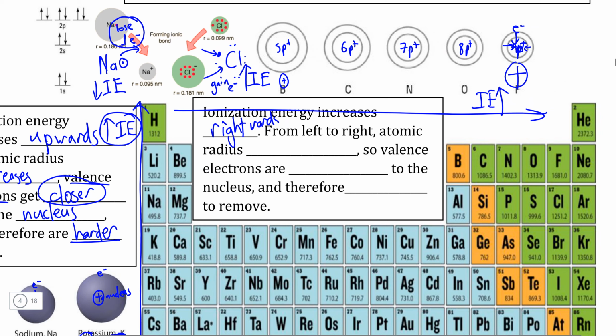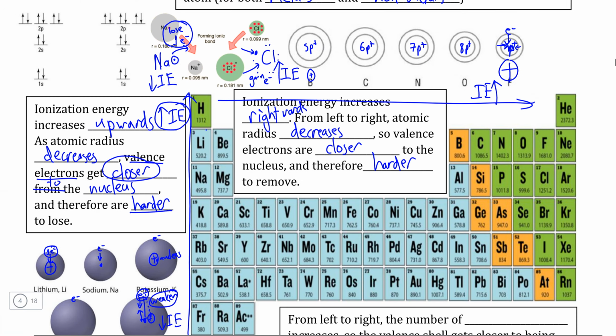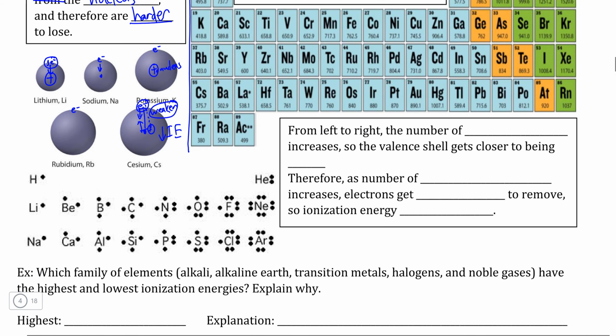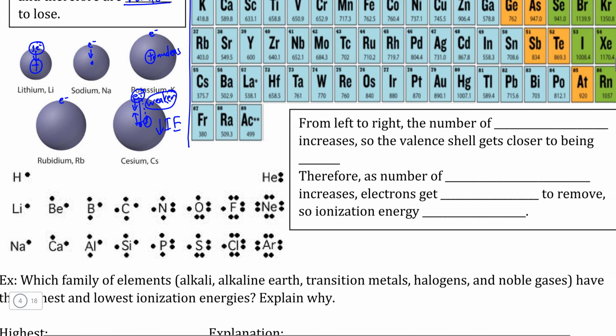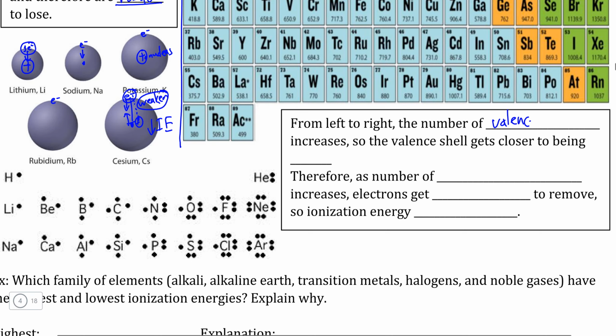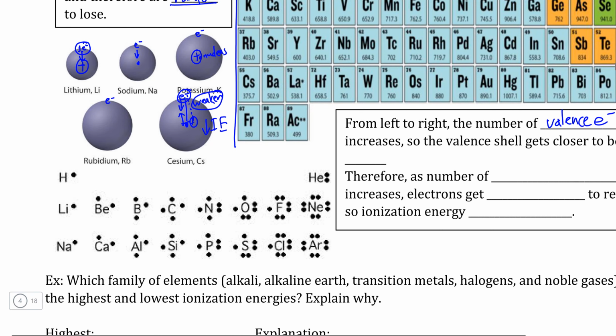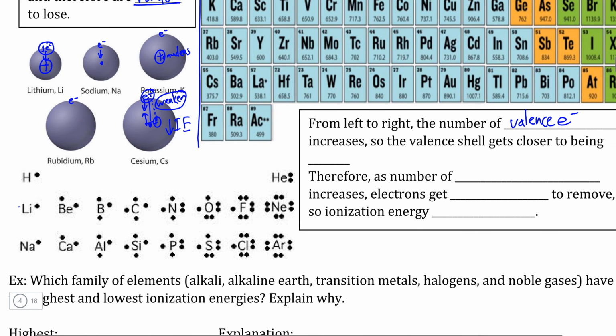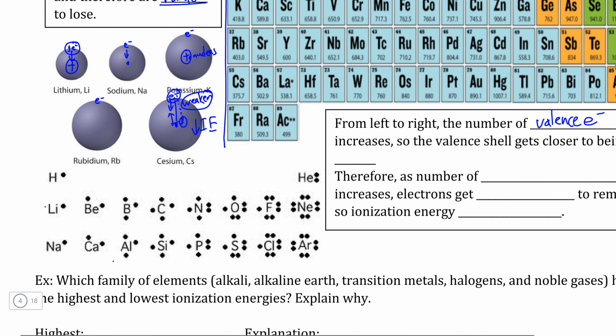So for the same reason, atomic radius decreases when we move from left to right, and because valence electrons are closer to the nucleus, this makes it significantly harder to remove them. But we don't even need to look at atomic radius in order to understand this trend. All we need to do is look at the number of valence electrons that each element in each part of the periodic table has.